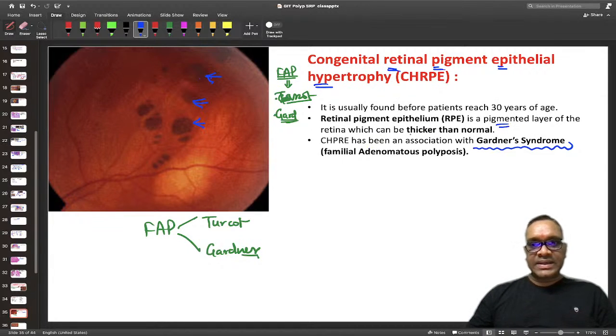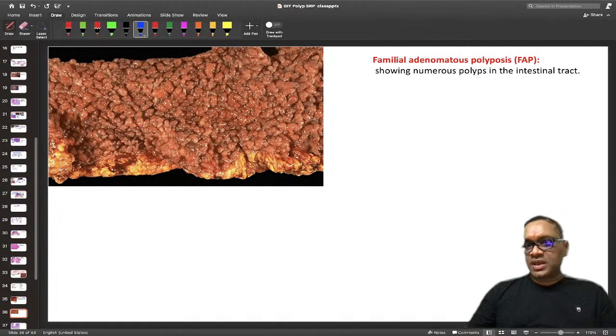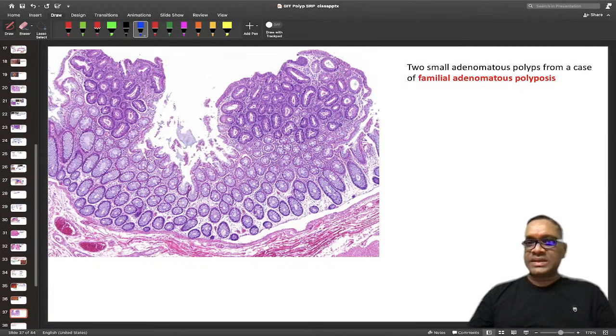So this pigmented layer has more thickness than normal, and that is why you can see these areas looking dark like this, right? So congenital retinal pigment epithelial hypertrophy is also associated with familial adenomatous polyposis, and in familial adenomatous polyposis, Gardner syndrome is more commonly associated, right? Now you can see so many polyps are present on the surface, and they will usually be more than 100 polyps on the mucosa, right? Now you can see on the biopsy, right? We can see these are the normal areas.